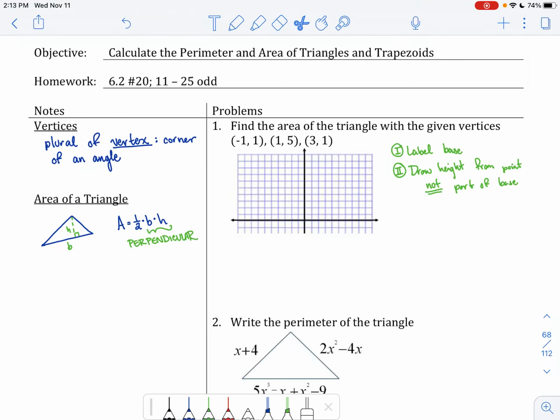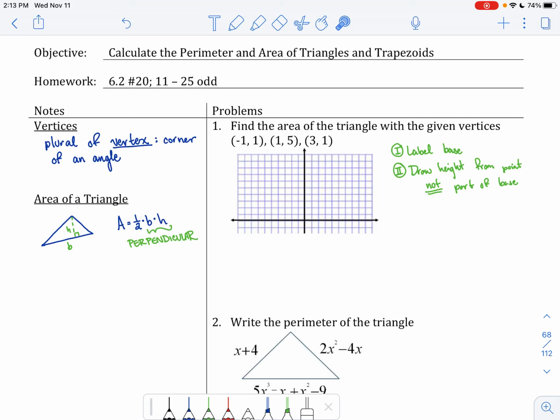All right, so here's our second lesson from chapter 6, and we're still talking about perimeter and area, but now we're talking about triangles and trapezoids. So I do have a piece of the homework. I have the notes for this in the packet that was handed out, so go and grab that, get yourself ready for notes, and we're going to get started.